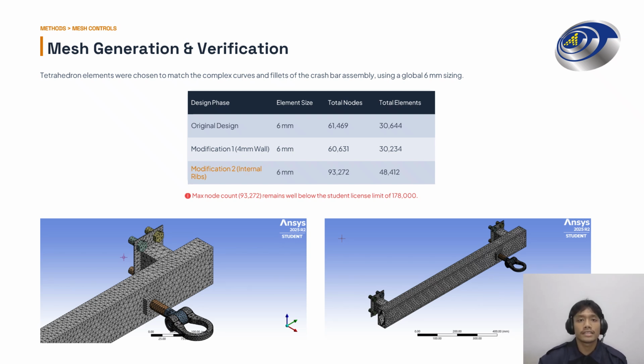However, adding internal grips for modification 2 naturally increased our total node count to just over 93,000. Crucially, this maximum node count remains well below the ANSYS student license limit of 178,000, ensuring our model runs smoothly without any software constraint.